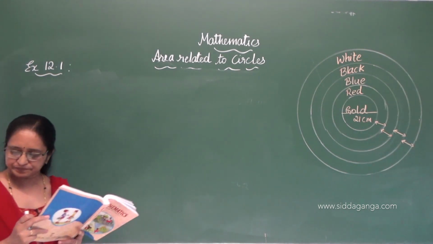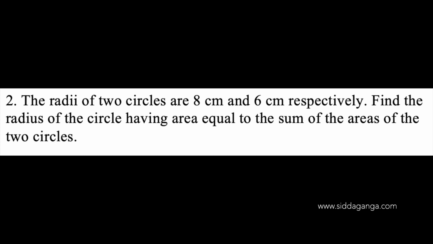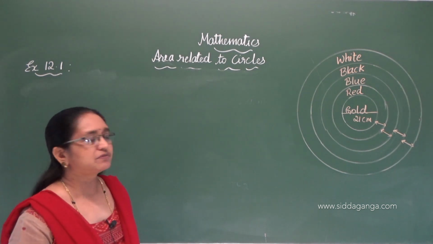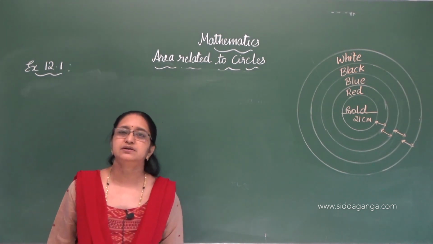Next one, the radii of the two circles are 8 centimeter and 6 centimeter respectively. Find the radius of the circle having the area equal to the sum of the areas of two circles. See, again somewhat the same method, but here they have given area instead of circumference.